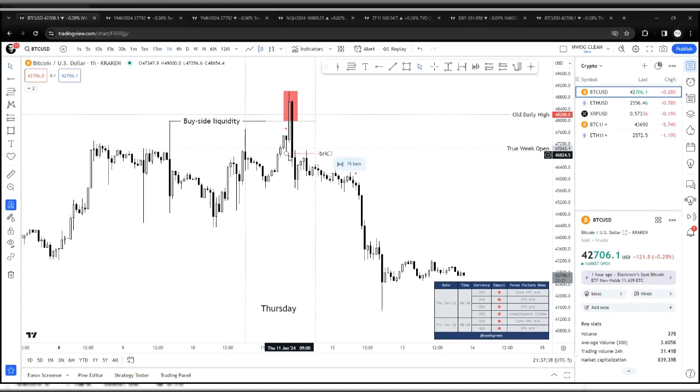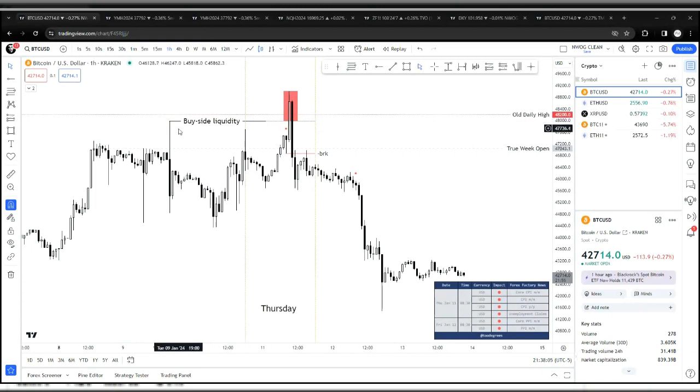Price traded back up into the breaker, which was the reason for this buying pressure that pushed price above this old high, this old daily high, and cleared this buy side liquidity. So when price went back to the breaker, it had no reason to go back above this side because the work had already been done.